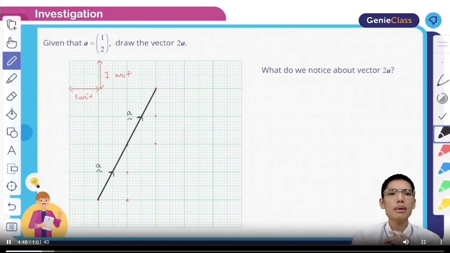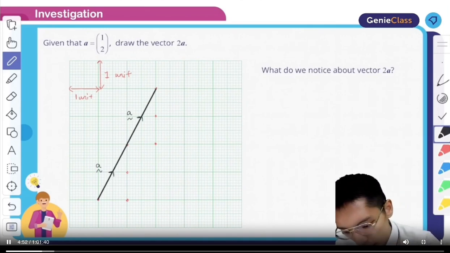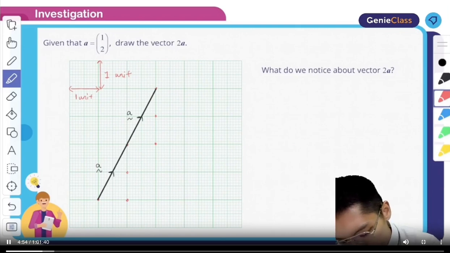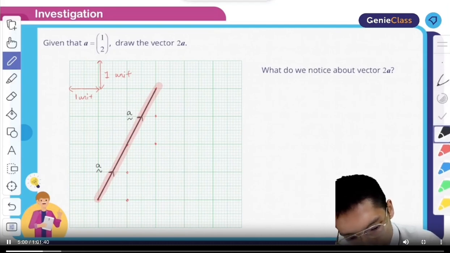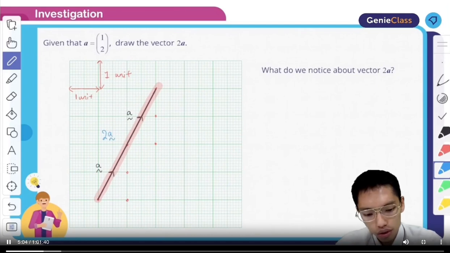Now, what do you realize about this vector 2A? Can anybody tell me for this vector 2A? Over here, let me highlight 2A. What is the value of this vector, (2, 8)? Does anybody want to give it a shot? So (2, 8).